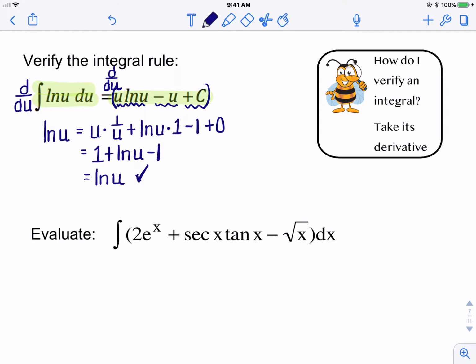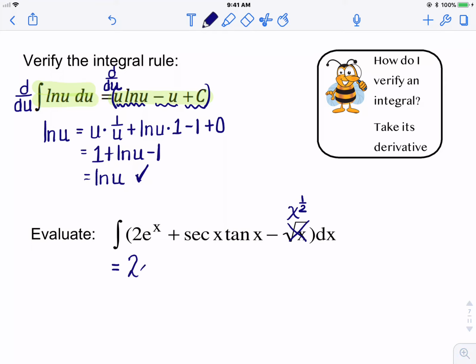So if I'm asked to evaluate this, it's like solving and finding out whose derivative this is. As I work with this, I might consider rewriting this term as x to the 1/2 so that I can think about that a little bit more easily. So if I'm asked to evaluate this, I'm going to find that general antiderivative.